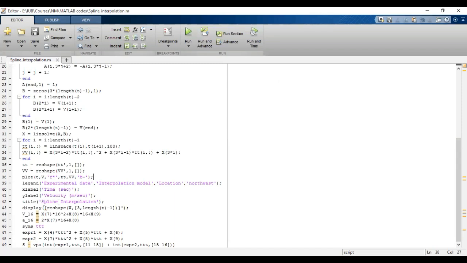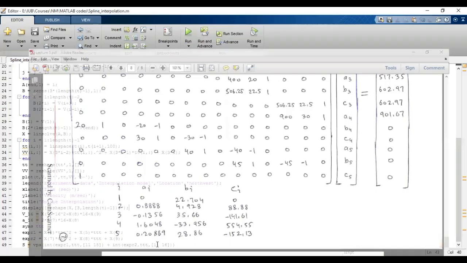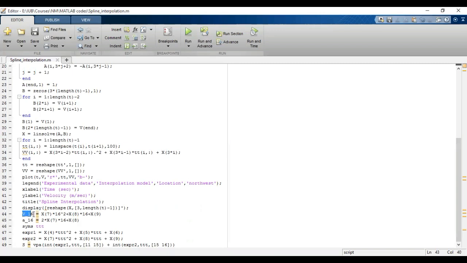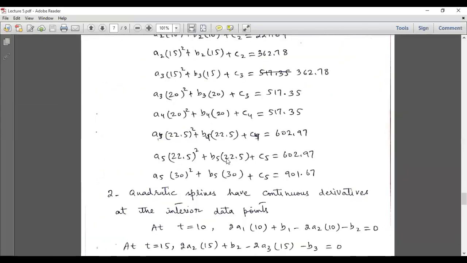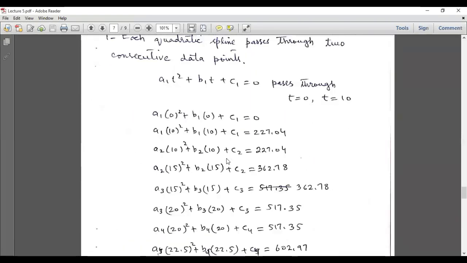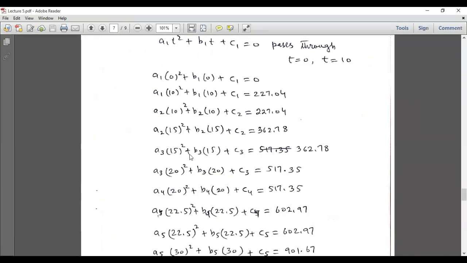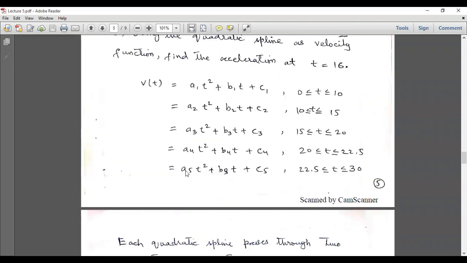These are the displaying settings, and then we have to display this unknown x vector in this matrix form, as I have told you. And here you have to evaluate the velocity at t equal to 16. For evaluating the velocity at t equal to 16, you have to use this spline, right? This spline is valid from t equal to 15 up to 20. So this spline has to be used to get the velocity at t equal to 16, and the coefficients of this spline are A3, B3 and C3.